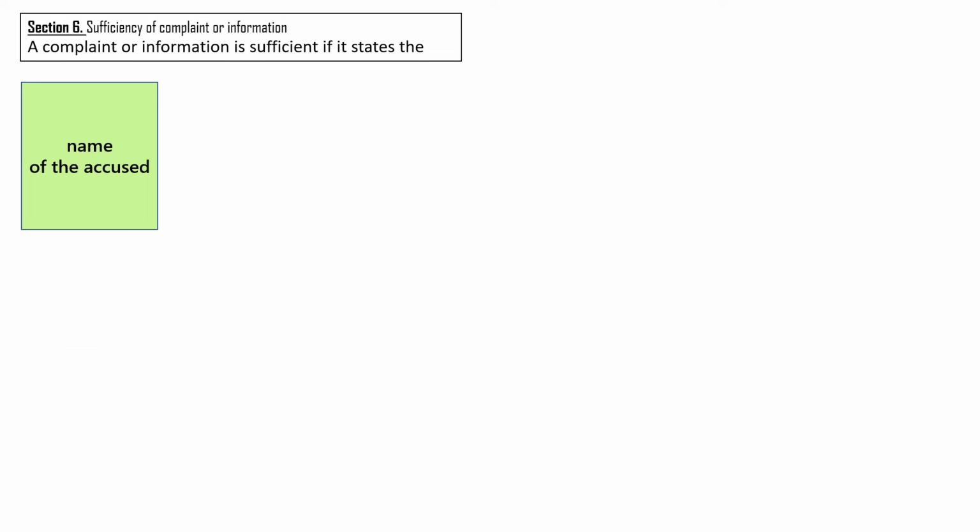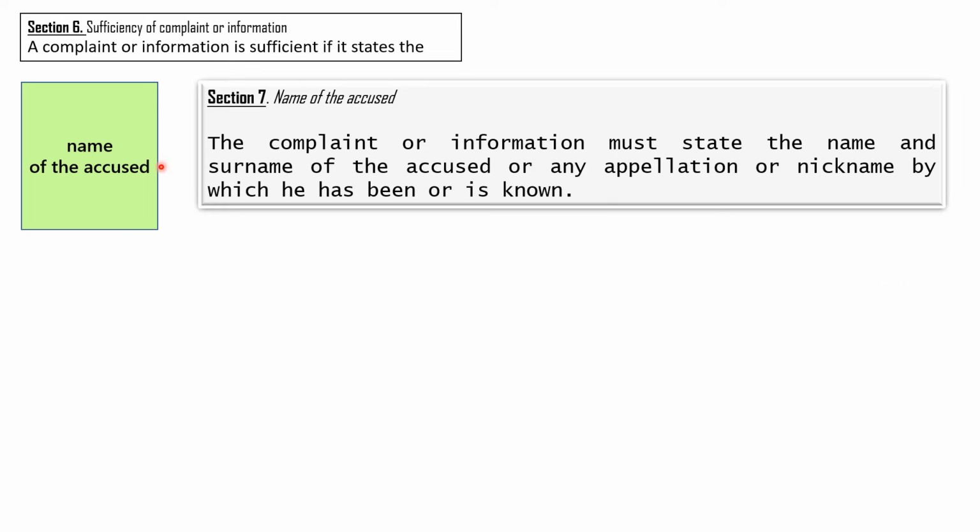So we'll discuss first the name of the accused. This is your section 7 of your Rule 110. So if the name of the accused is known, then you have no problem because all you have to do is state the name and surname of the accused in the complaint or information. Ilagay mo ang kanyang buong pangalan.